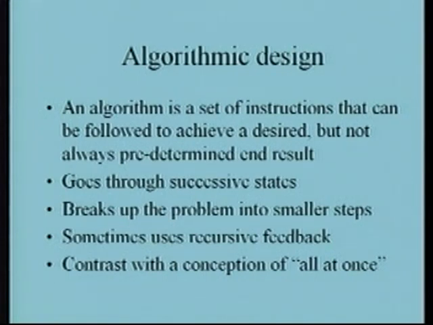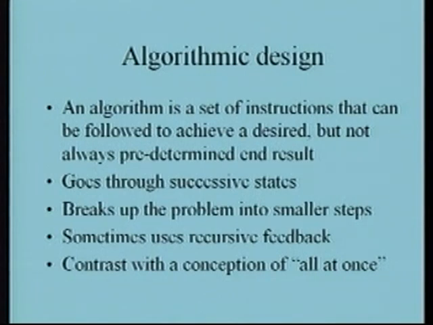And the key to an algorithm is that it breaks up the problem into smaller steps, eliminating undesired complexity at each step. Some of these algorithms use recursive feedback. Recursive means you do something once, and then the result of your action can feed into the next step, so that your algorithm has some feedback that helps you in the direction you want to go to achieve an optimal result.